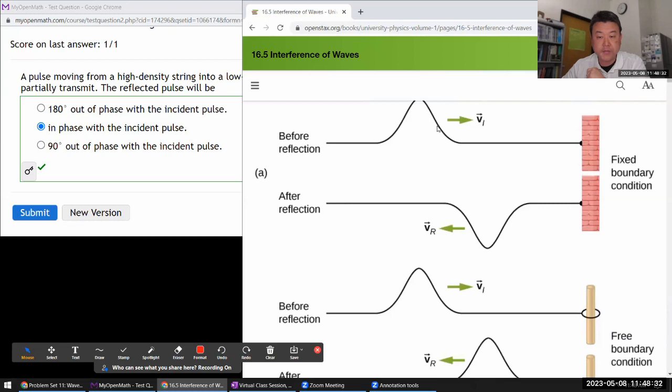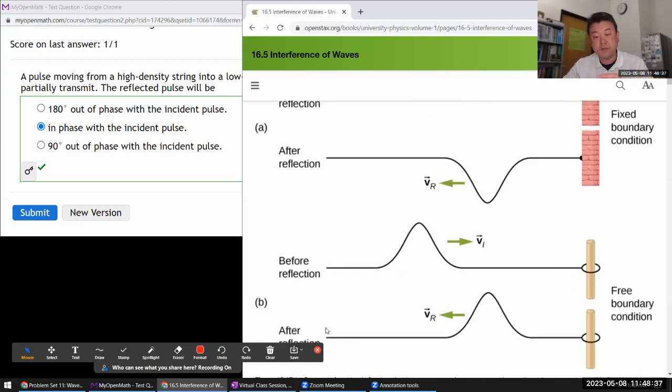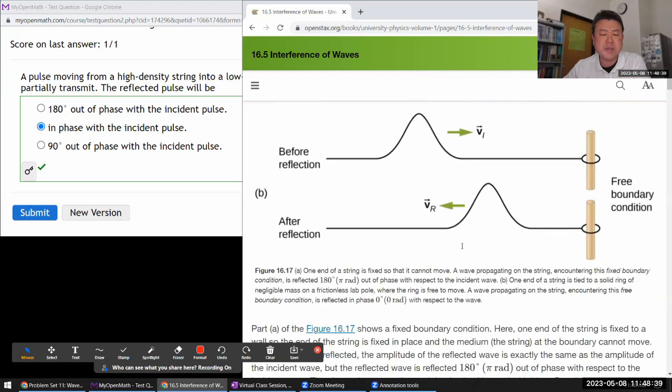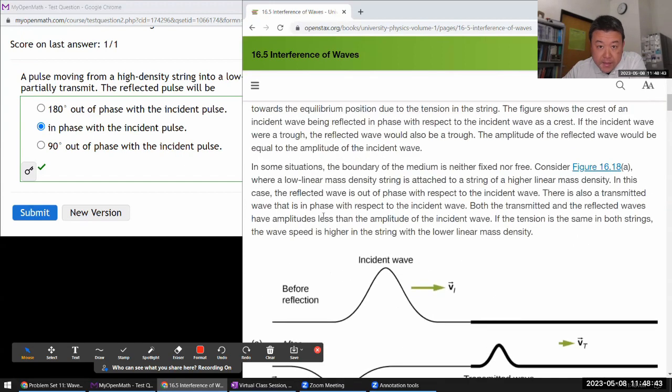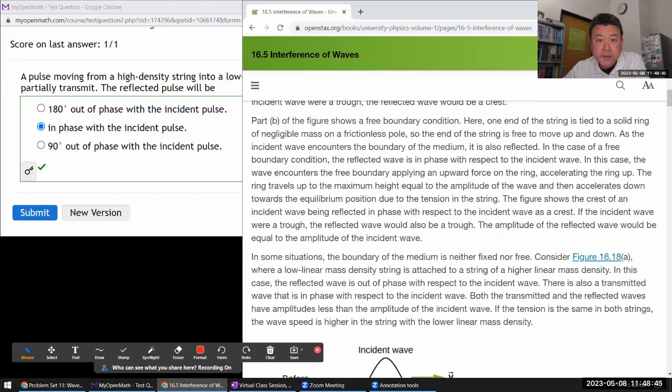So with a fixed boundary, the wave reflects downward. With a free boundary, the wave comes back. I think you've seen this in some of the standing wave demos. And this is the section where it talks about that.